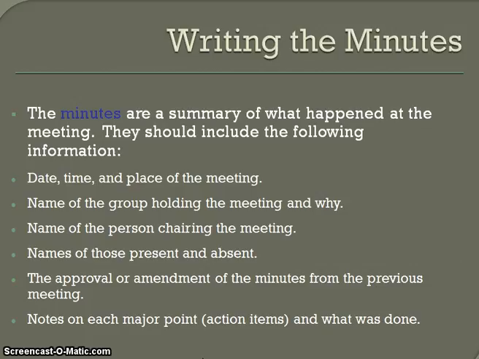Writing the minutes. Now this is even better than recording the meeting. This is just writing down the minutes, which means what happened in the meeting. The minutes are a summary of what happened at the meeting. They should include the following information: date, time, and place of the meeting, name of the group holding the meeting and why, name of the person chairing or leading the meeting, name of those present and absent, the approval or amendment of those minutes from the previous meeting, and notes on each major point, action items, and what was done. The minutes can be a very good way to keep up with what's going on within the group and within the team.